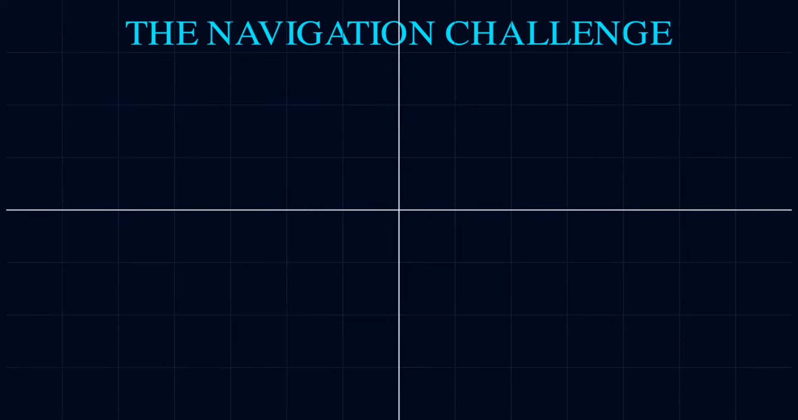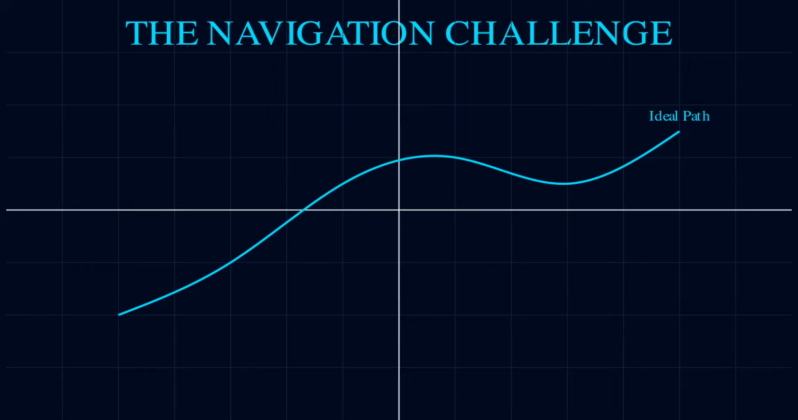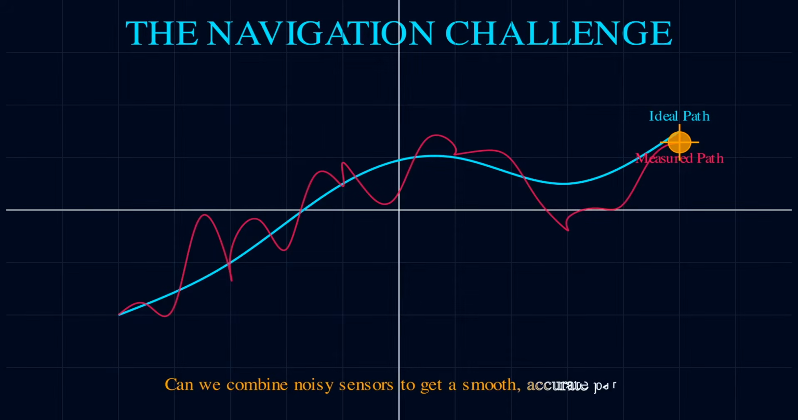Now imagine a drone trying to navigate using these noisy sensors. The smooth cyan line shows the ideal path it should follow. But the pink line shows what the sensors actually report, a wobbly, uncertain trajectory. Watch as the drone follows this noisy measured path. It jitters and deviates constantly. Can we somehow combine these imperfect sensors to reconstruct a smooth and accurate path?